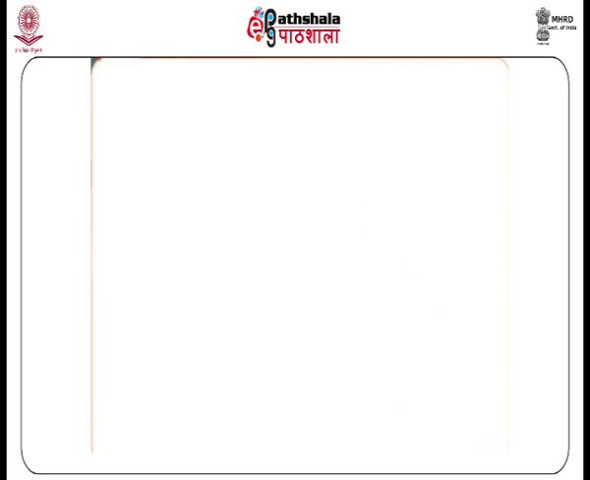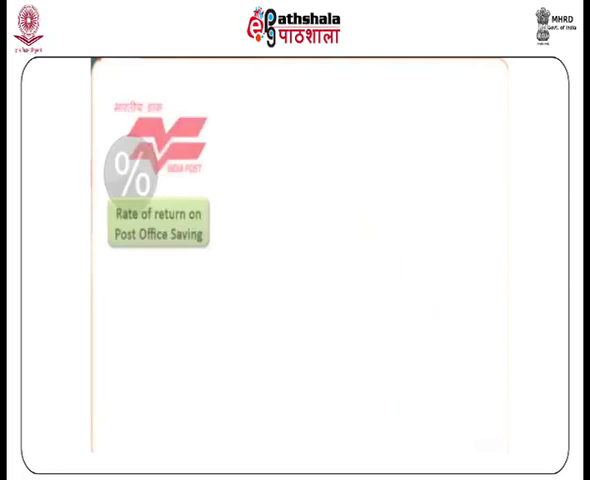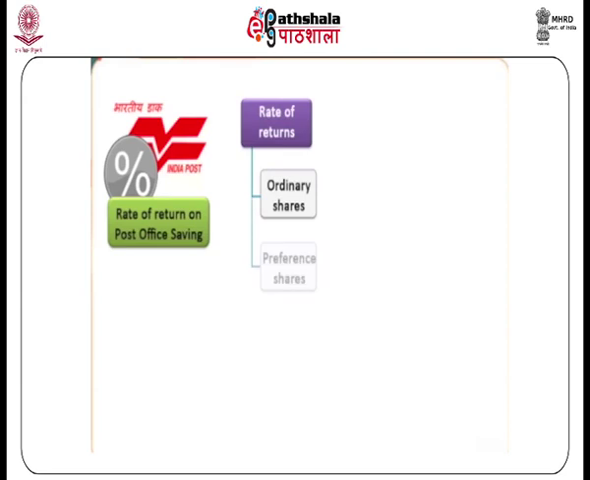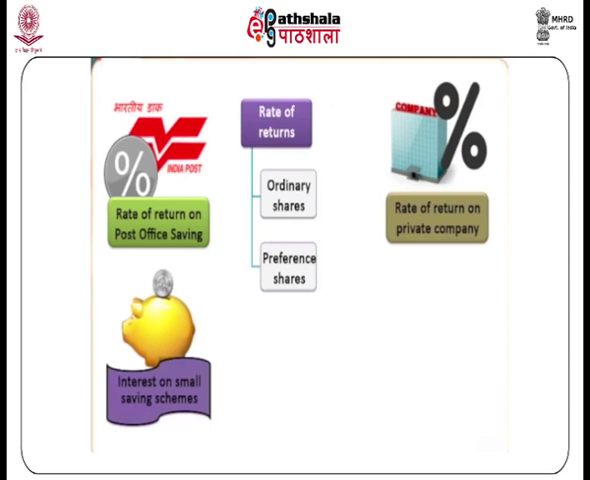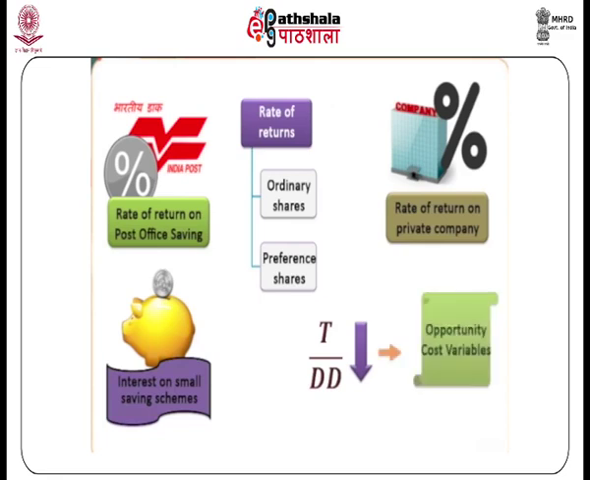The interest rates which can be treated as opportunity cost variables are rates of return on post office savings deposits, rates of return on ordinary and preference shares, rates of return on private company deposits of various maturities, along with the rates of interest on small saving schemes. The T upon DD ratio is a decreasing function of these opportunity cost variables.